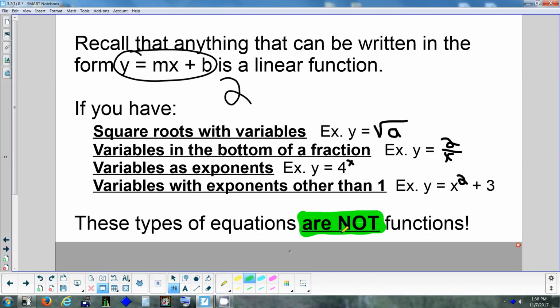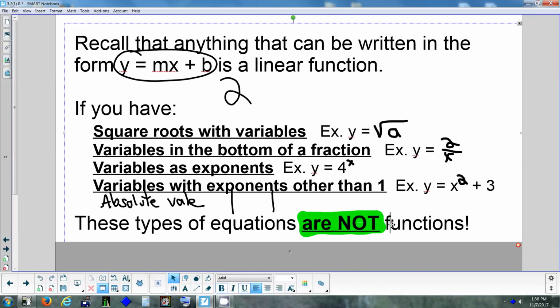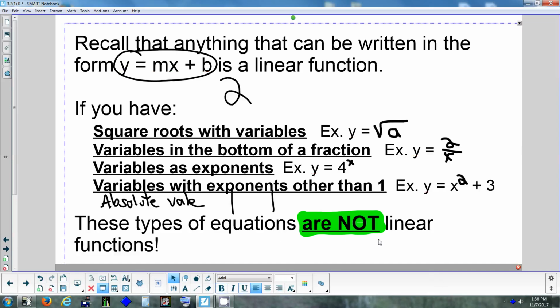If you had absolute value bars, that's also going to make it non-linear. Every one of these things are not functions. They're all going to be non-linear. If any one of these things shows up in one of the equations that we give you, it's going to make it non-linear. You don't have to solve it. You don't have to do any math. You just have to look for one of these things. If it has one of those things, it's non-linear.